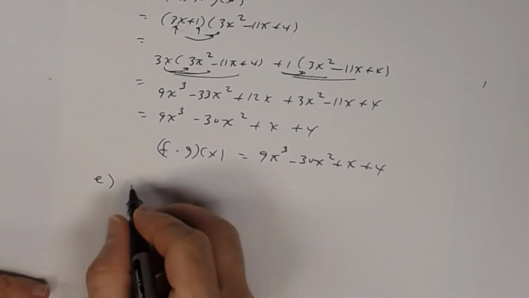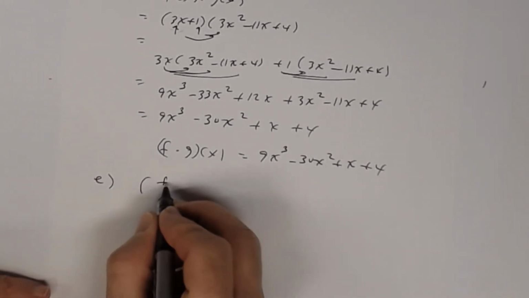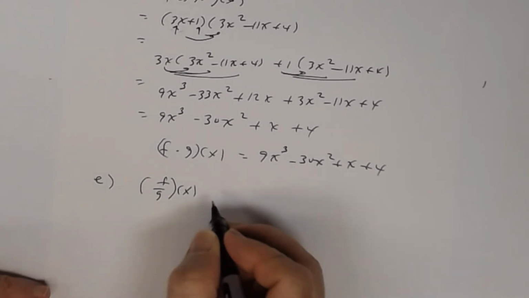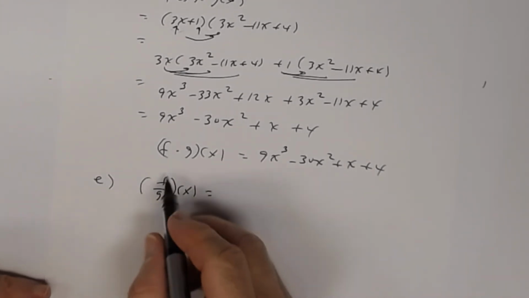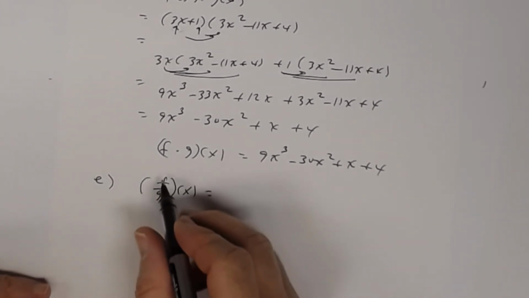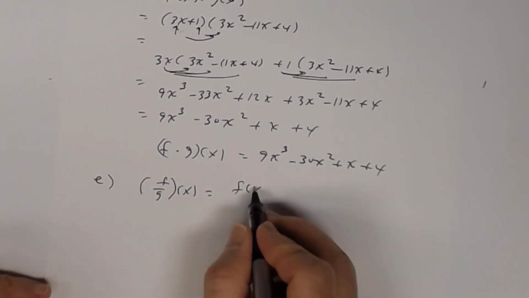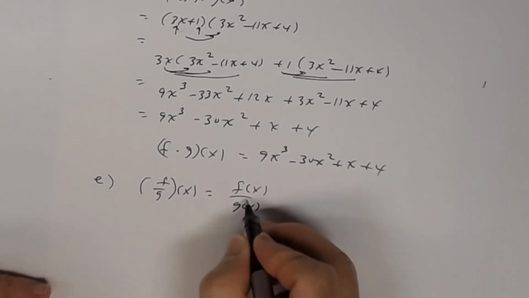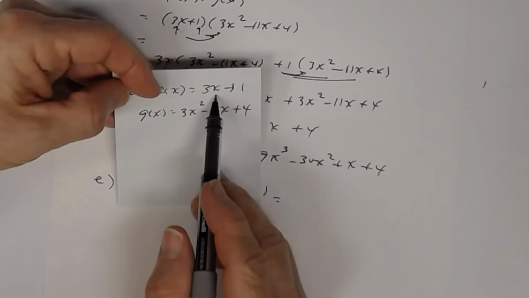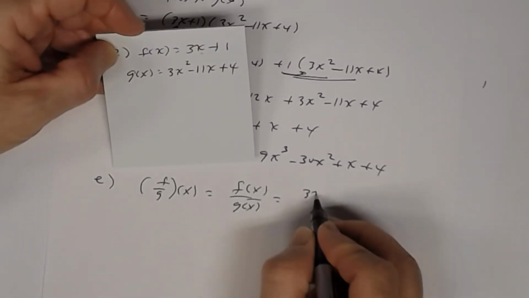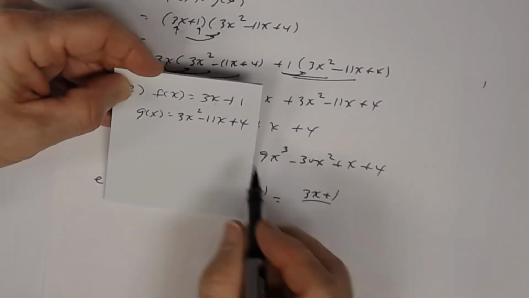All right, and then in letter E, I have f divided by g at x, and by definition, this quotient means you have division, so you must put the numerator first, f of x divided by g of x, and so f of x is 3x plus 1, g of x is this quadratic.